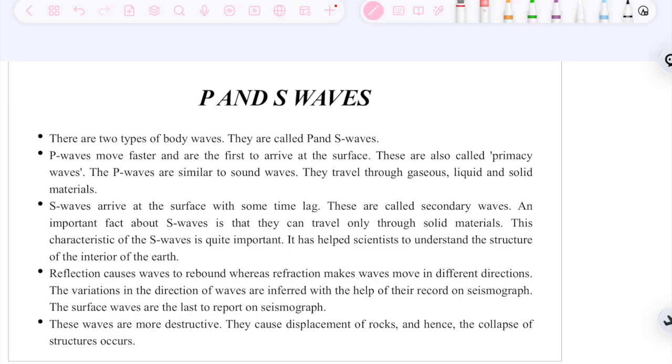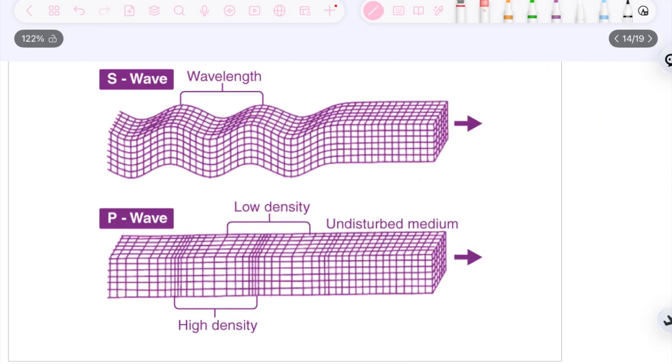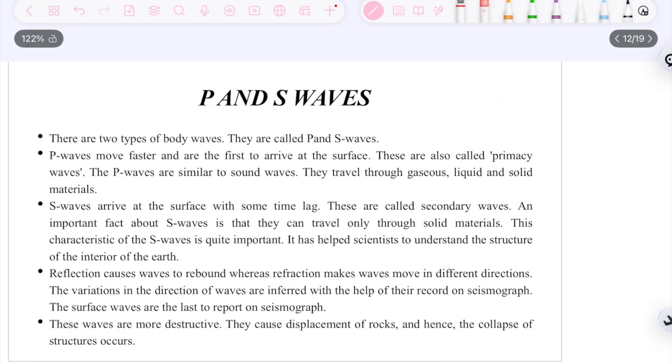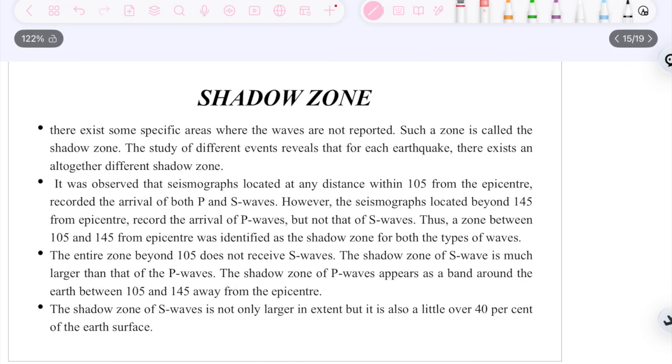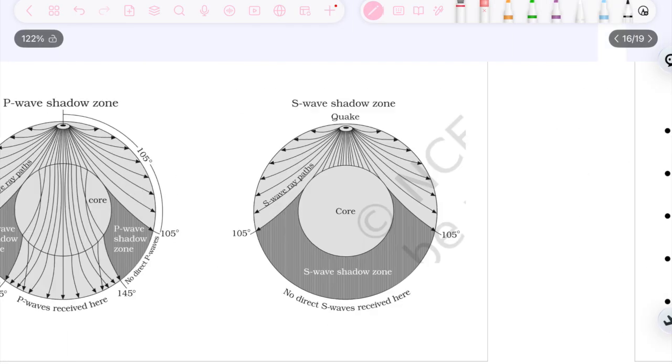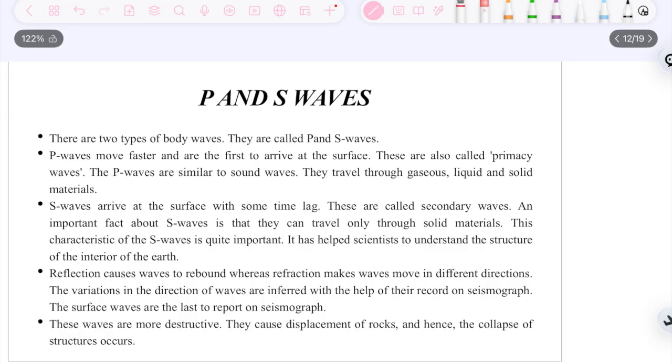Now let's move to two types of body waves, that is P waves and S waves. Before understanding P waves and S waves, let's see what all we have to know about them. So we have to know their basic nature, how they propagate, and what their shadow zone is. These are all the important things that we have to understand about P waves and S waves. Before initiating with this deeper, let's see a video.